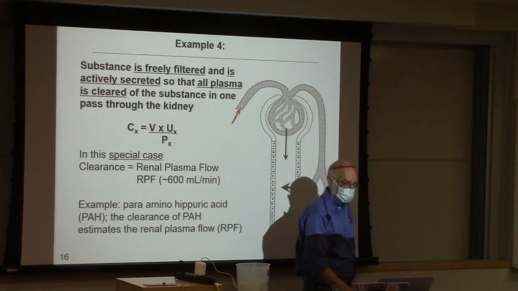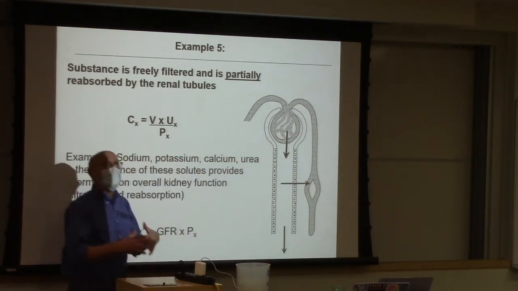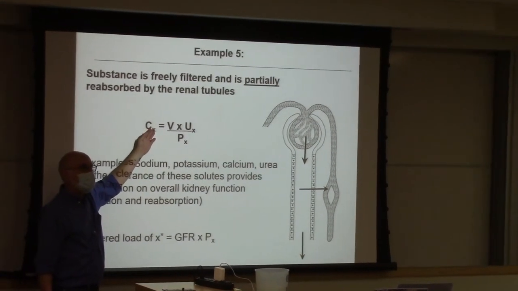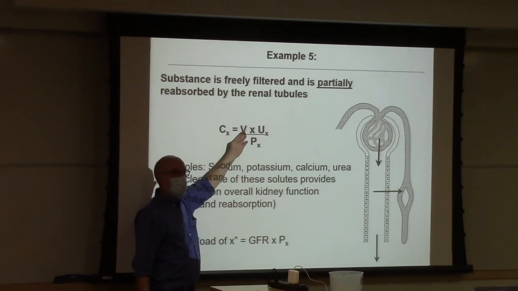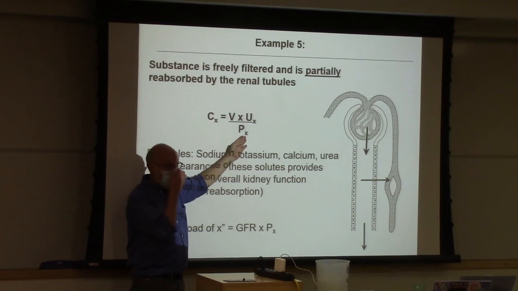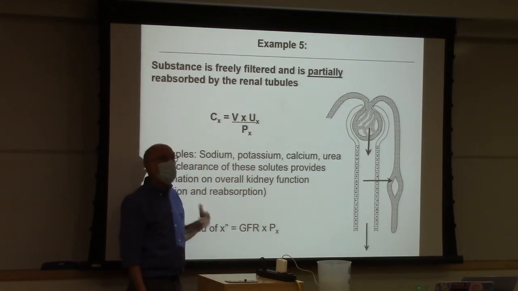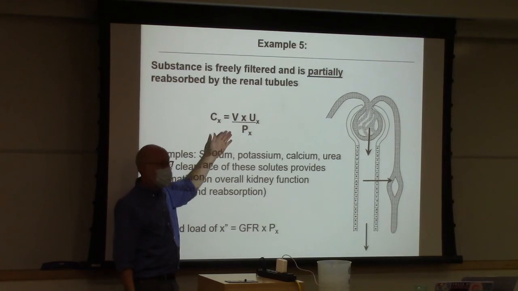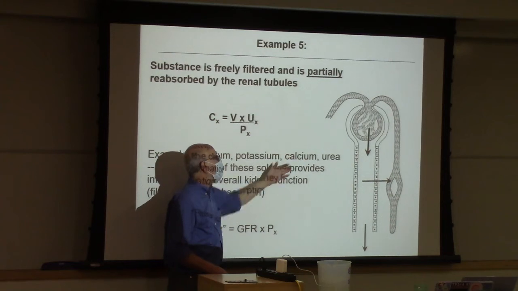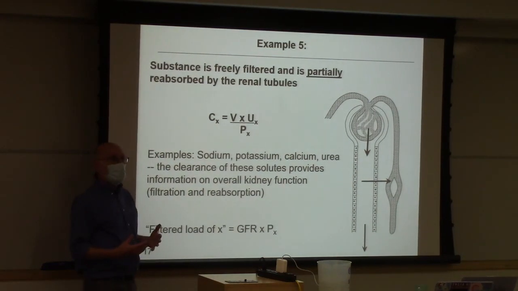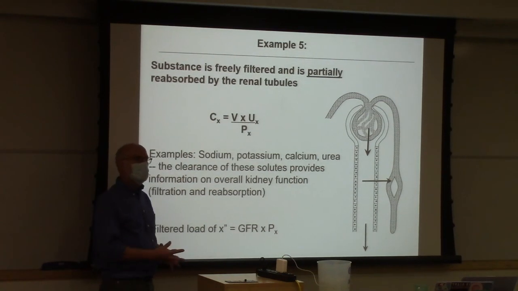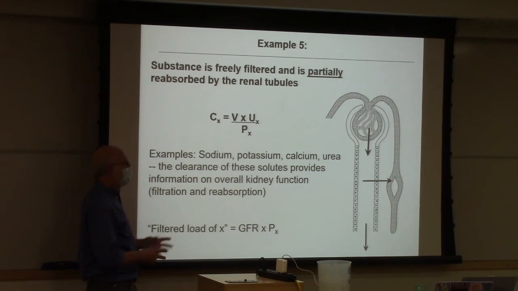So let's go to the next case. This is the generic case for clearance. The clearance of some substance is equal to the volume of urine flow, mils per minute, times the urine concentration of that substance, divided by the plasma concentration of that substance. This is generic now. We've gone through a couple of special cases of this equation. But now we're just talking about sodium, potassium, calcium, urea. The clearance of these substances gives us some readout of kidney function.